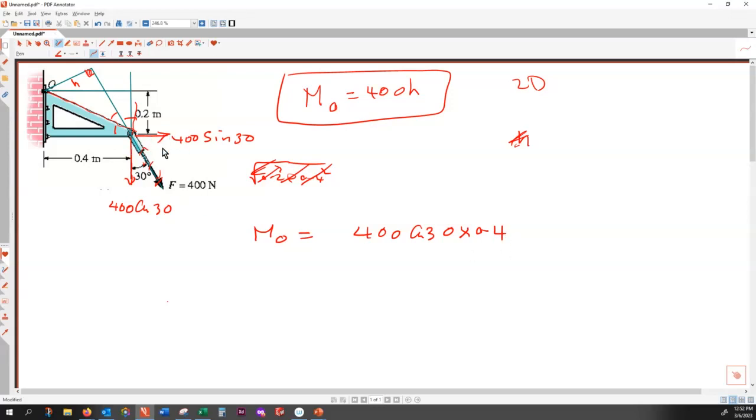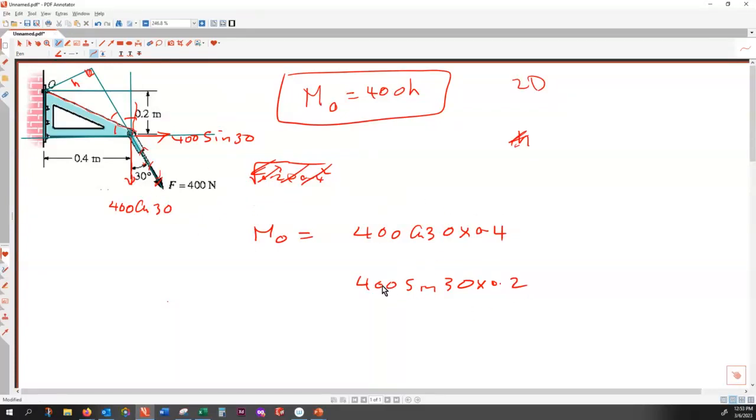And what is the rotation due to the second one? The second one is 400 sin 30. And what is the arm of rotation? What is the shortest distance? I find the line of action for that. And then from the point of rotation, I make a normal to this one. And that arm of rotation is 0.2. But one more thing.